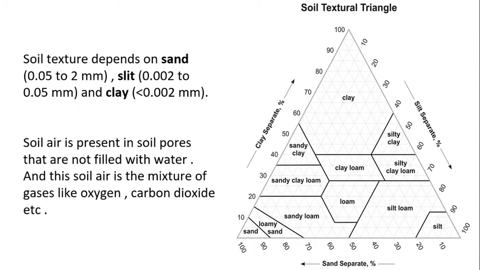Now is soil texture. Soil texture depends solely on soil particles. Soil particles are mainly of three types: sand, silt and clay. Sand is the largest soil particle, ranging from 0.05 to 2 millimeter. Silt is moderate, ranging from 0.002 to 0.05 millimeter, and clay is the smallest, lower than 0.002 millimeter. Soil air and soil water are also present in the soil, and soil air is the mixture of oxygen, carbon dioxide, nitrous oxide, nitrogen dioxide, etc.